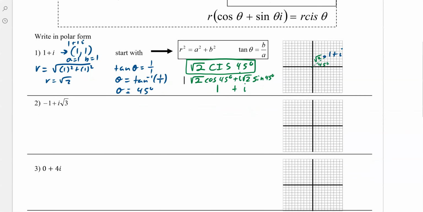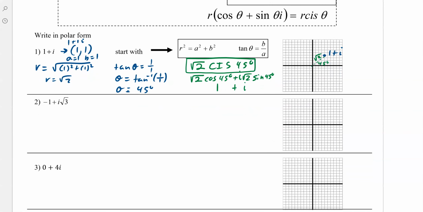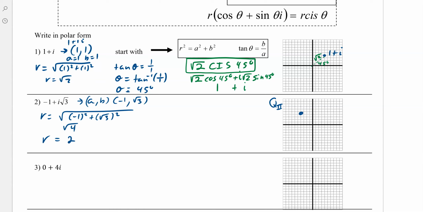So let's try another one. So again, all you're doing is pulling out your a and your b in point form. So negative 1 comma rad 3. So our r is the square root of negative 1 squared plus rad 3 squared. So that's square root of 4, and that's 2. So now we know our radius. So location-wise, we're over here in quadrant 2. So we're going to need that angle to get us here and a radius to get us there.